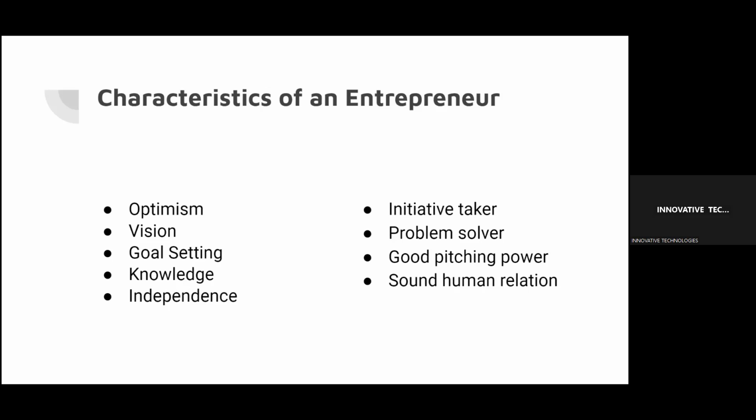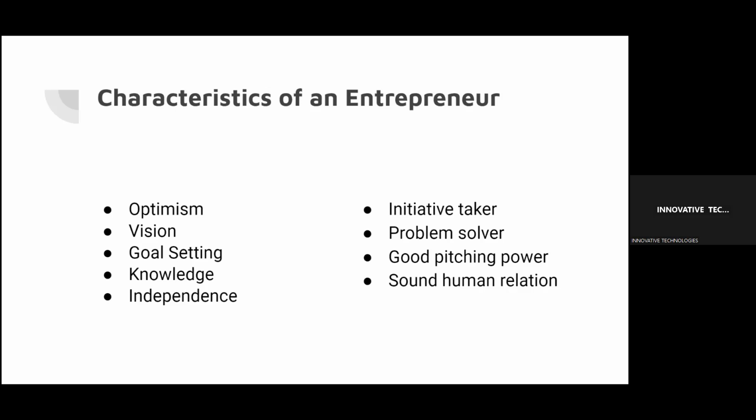So that is also an important characteristic of an entrepreneur. And goal setting is also a skill as well as an important characteristic of an entrepreneur. An entrepreneur must have realistic goals, not unrealistic goals. Within a stipulated time, he has to achieve those goals. He should not keep unrealistic goals. If he keeps unrealistic goals, he can't achieve them. So that is the biggest problem to any entrepreneur.